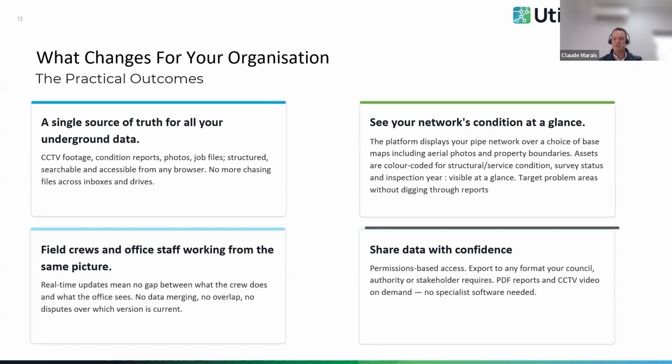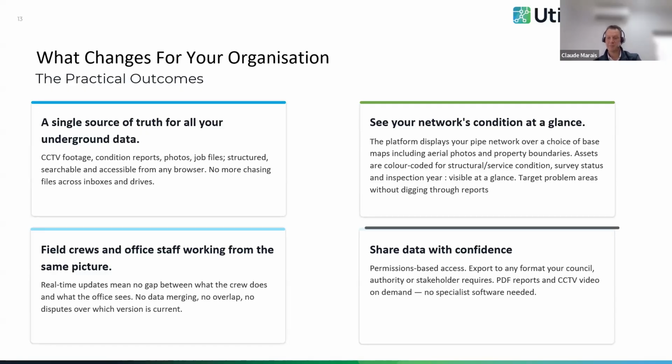See your network conditions at a glance, where the assets are color-coded by structural and service conditions, survey status, and inspection years. So problem areas stand out instantaneously without digging through various types of reports. One shared picture for field and office staff. Updates are real time, so there's no gap between what the crews do on site and what the office sees. This means no merging of data, no overlapping, and no disputes over which version is current.